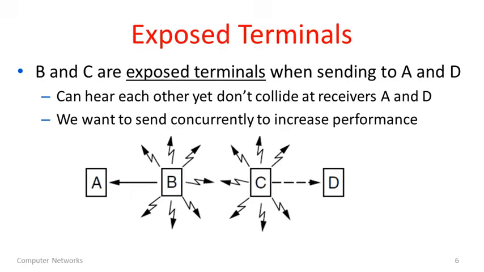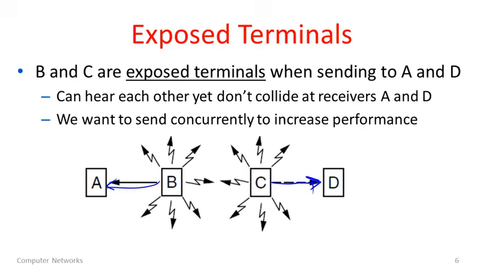The second problem that arises because of different coverage regions is something that's called the exposed terminal problem. Exposed terminals are a situation when you think you have interference because senders can hear one another, but actually there is no interference at the receivers, so you would really like to send multiple packets at the same time. Here, B is sending to A, and C is sending to D. And in this situation, they are exposed terminals.